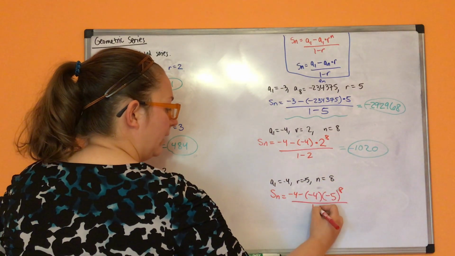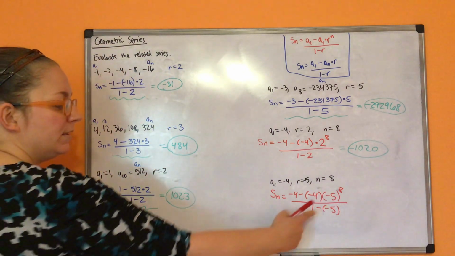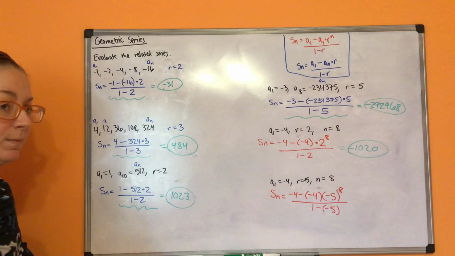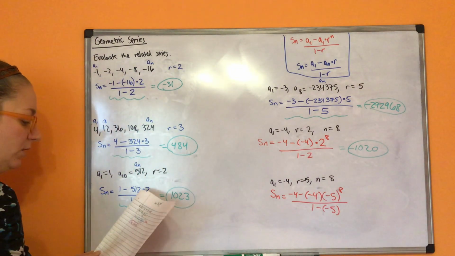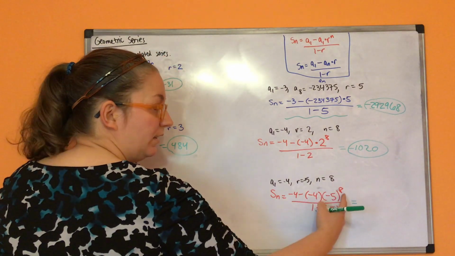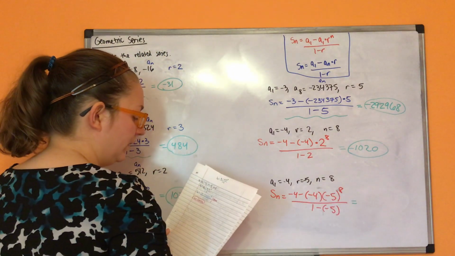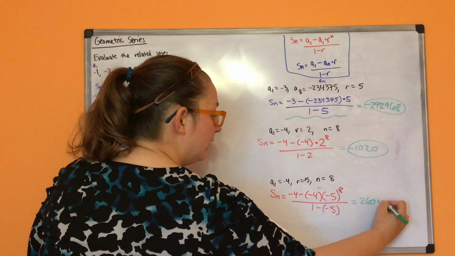All over 1 minus R is 1 minus negative 5. Again, since it's negative, I'm going to put it in parentheses. Extra parentheses in general don't hurt anything. They just make things easier to interpret. So I'm going to put all that into Desmos. That is an 8, not a 9. Make sure you write an 8. When we do that, we get 260,416.